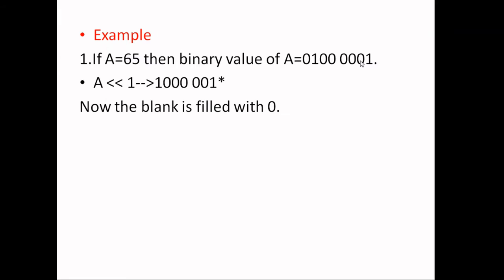Similarly, if you have a double less than 2, you will get 0, 0, 0, 0, 0, 1, 0, 0. That means you have to shift 2 places towards your left. If you shift 2 places, this 1 will be out, and the blanks will be filled with 0, so it will be 0, 0 here. This 1 will be shifted 2 places towards its left, so it is 1, 2. That means it will be shifted here.